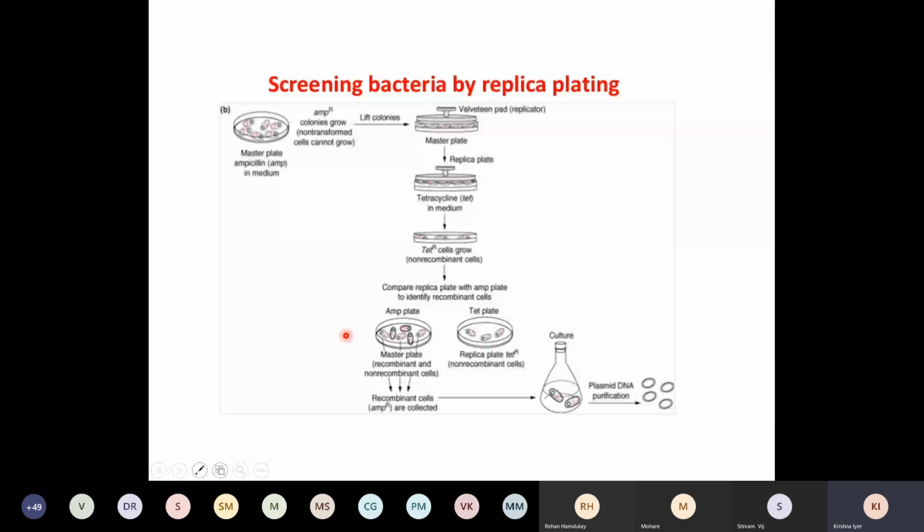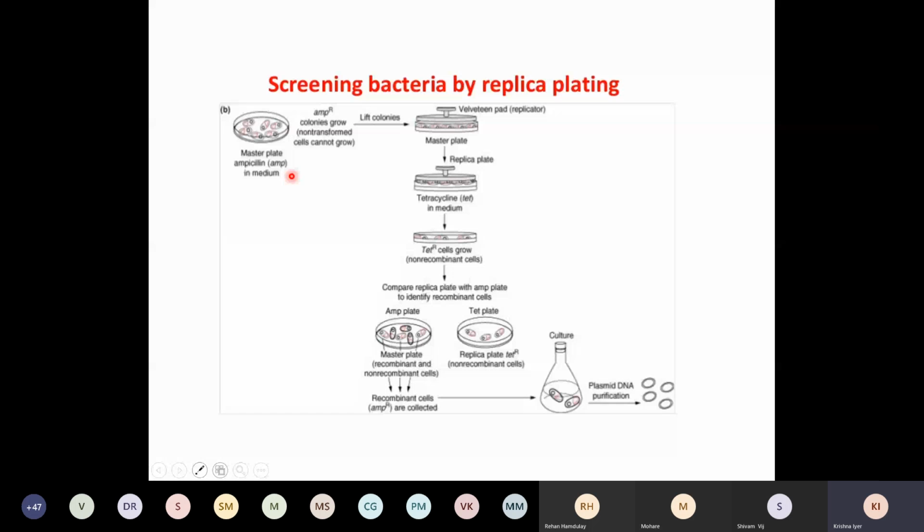So what I do is I transform the bacteria and I allow them all to grow in the medium which contains ampicillin. Now I know that in this situation, all the colonies that I will get are colonies of cells which are carrying plasmids which are able to resist ampicillin. And this includes those bacteria which contain the original vector and also the bacteria which contain the recombinant vector.